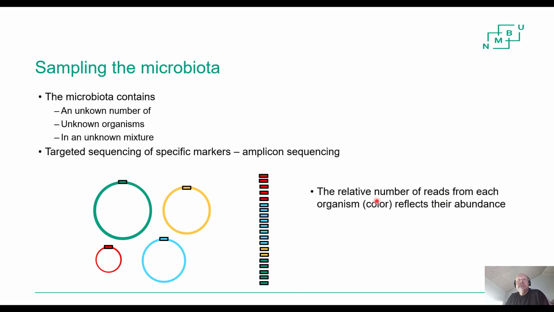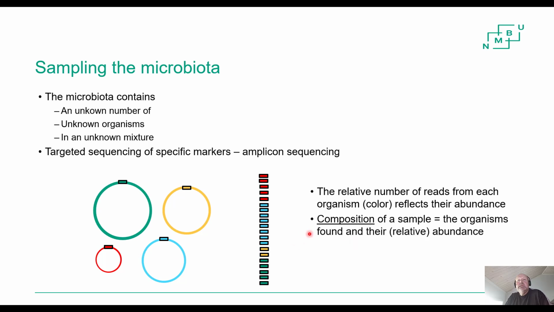So the relative number of reads from each organism reflects their abundance, their genome abundance, you could say. Well, that's not really the case, as we will see in the next slide. I mention it already now: notice I drew one marker on each genome. This is not always the case. Some markers occur in multiple copies on each genome, and it's not the same copy number. And that, of course, makes this information less directly proportional to the actual genome abundances.